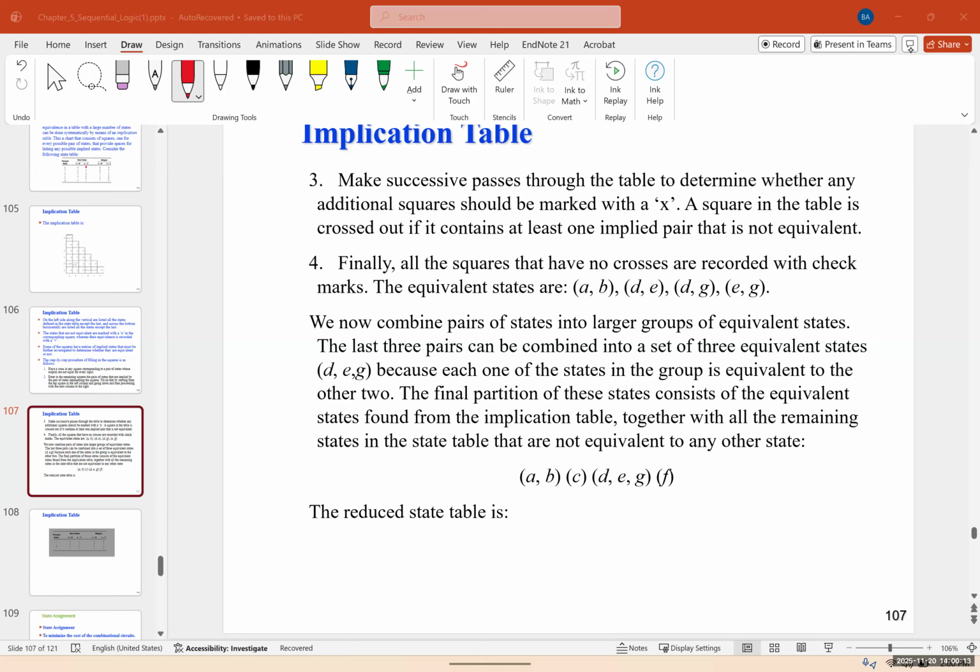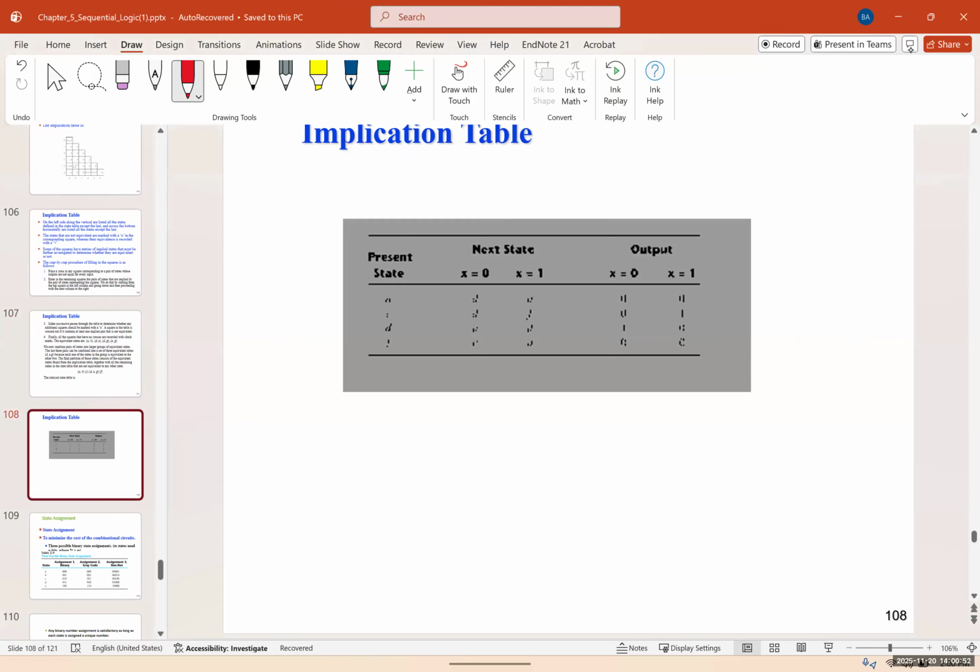We now combine pairs of states into larger groups of equivalent states. The last three pairs can be combined into a set of three equivalent states, DEG, because each one of the states in the group is equivalent to the other two. The final partition of these states consists of the equivalent states found from the implication table, together with all the remaining states in the state table that are not equivalent to any other states. So we would have AB, C, DEG, and F. The reduced state table will look like this. It's a little blurry. I would replace it.